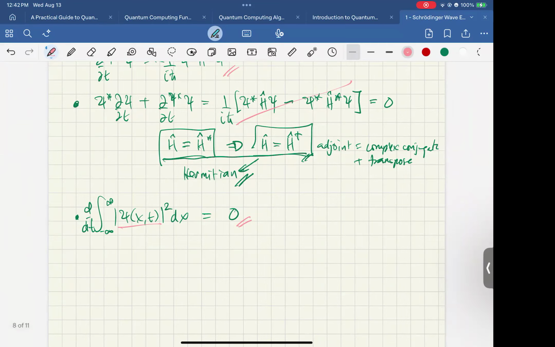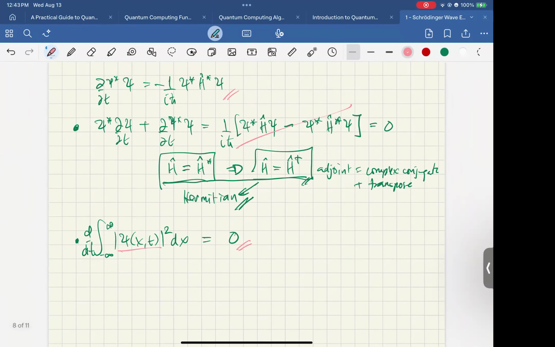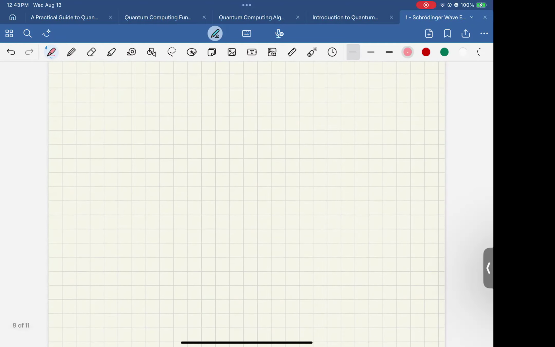So at this point, any questions on the derivation? If there's something unclear, we need to clarify it here. Okay, none. Everything's clear, hopefully.